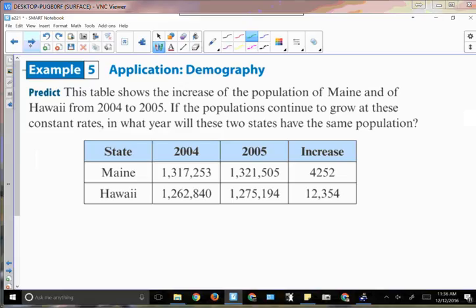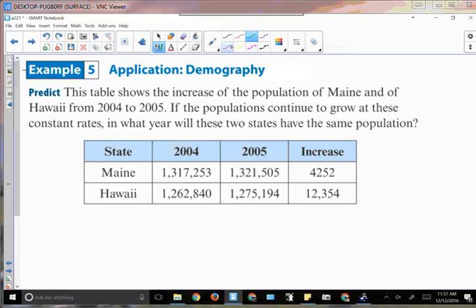So, now, how are you going to apply this stuff? Well, it says this table shows the increase in the population of Maine and Hawaii in 2004 to 2005. If the population continues to grow at this constant rate, in what year will these two states have the same population? Okay. It's not that big of a deal. We got numbers here, we got numbers here. Now, it tells me that Maine keeps on going up by 4,252 every year, correct?